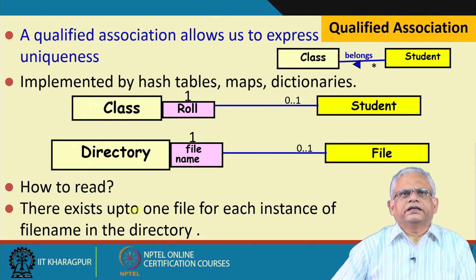Let me just read again the way we read it. There exists up to one file for each instance of the file name in the directory. There exists at most one student for each instance of roll number in the class.